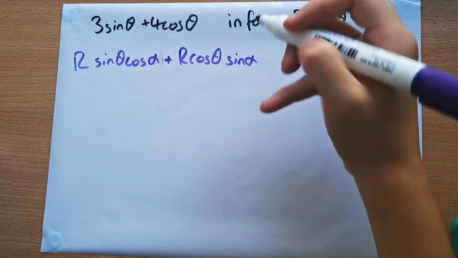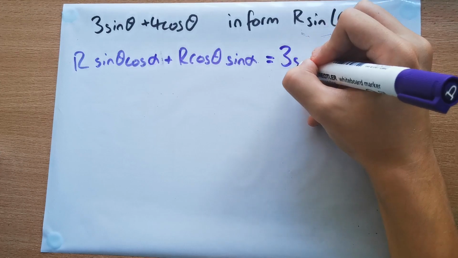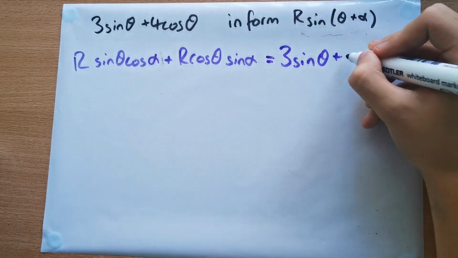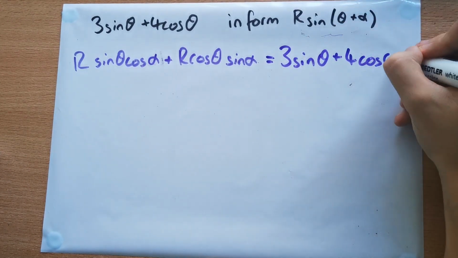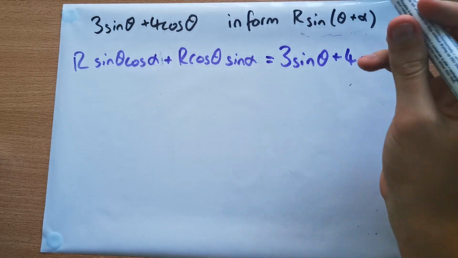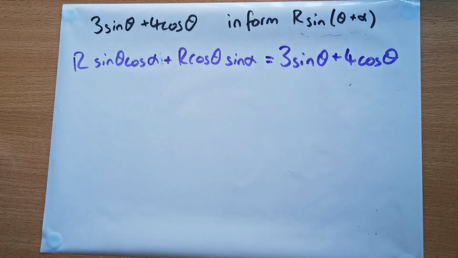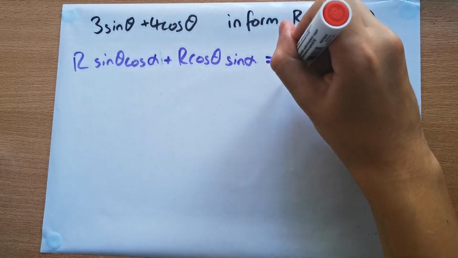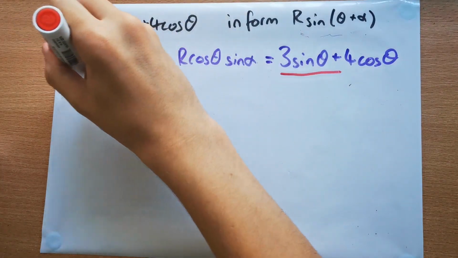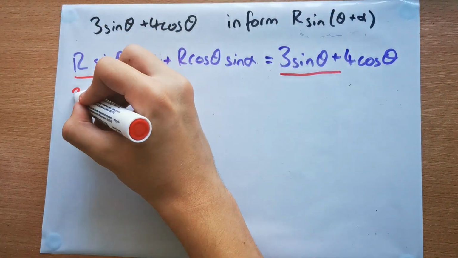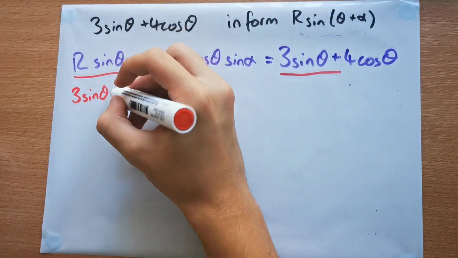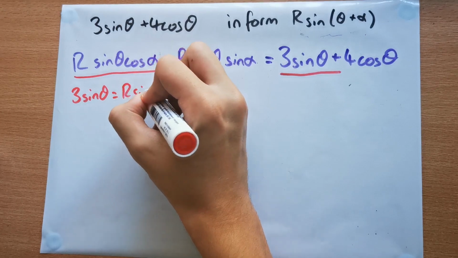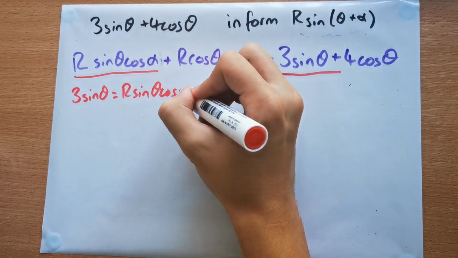Then I know that this is equal to 3 sine theta plus 4 cos theta. So I'm going to look at sine theta first. Here is the sine theta, and here is the sine theta. So 3 sine theta is equal to r sine theta cos alpha.